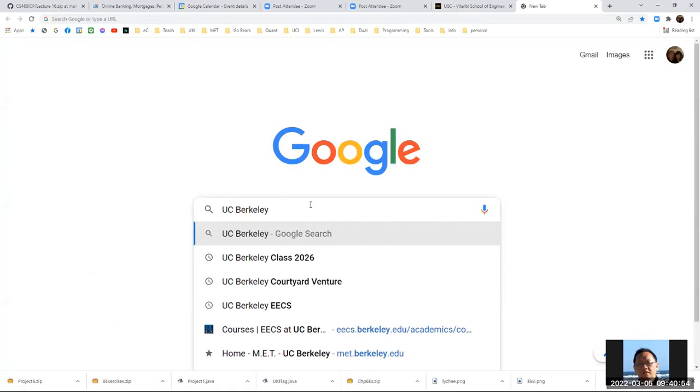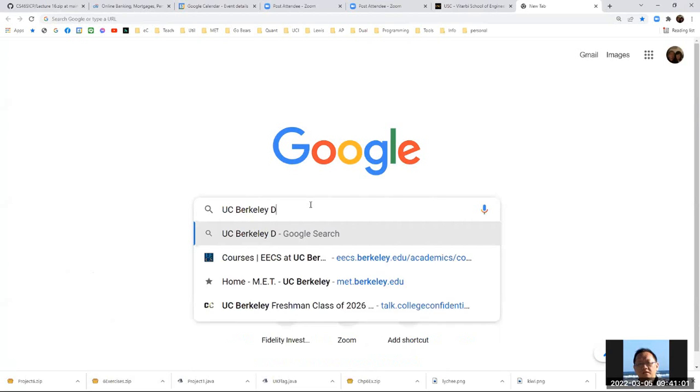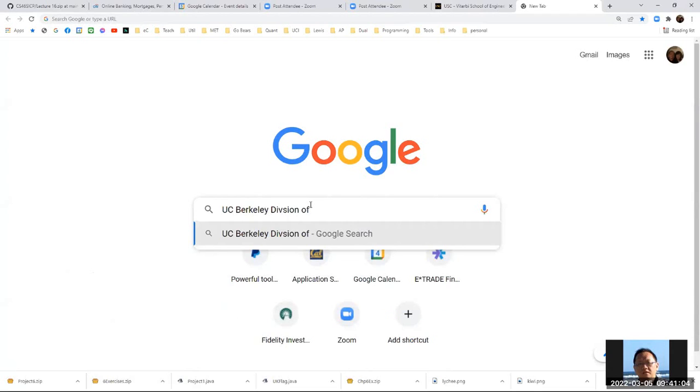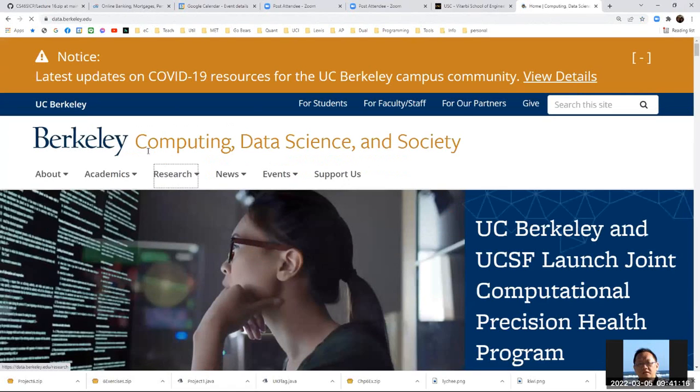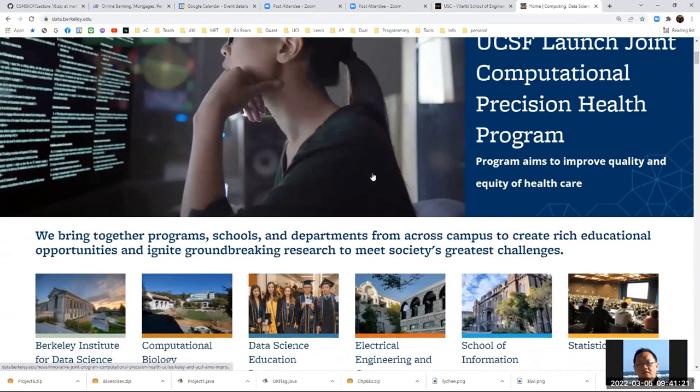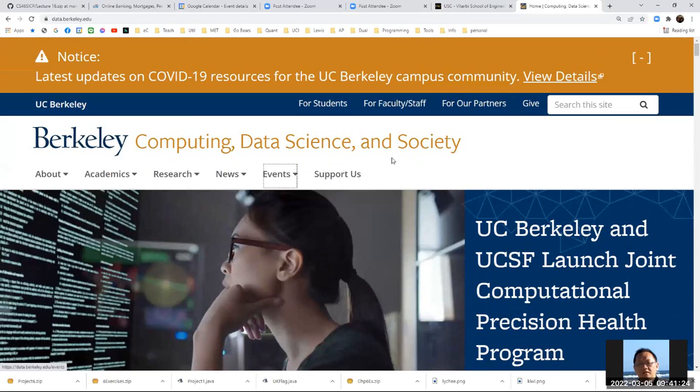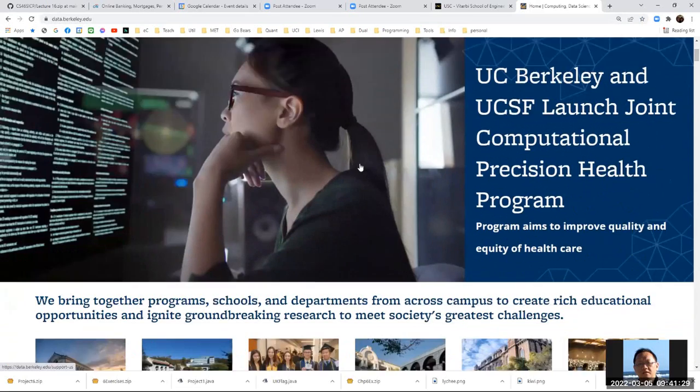At UC Berkeley, we have the so-called school. Actually, it's called a division: the Division of Computing, Data Science, and Society. This is a new division, but in the future, it will become a school, become a college.